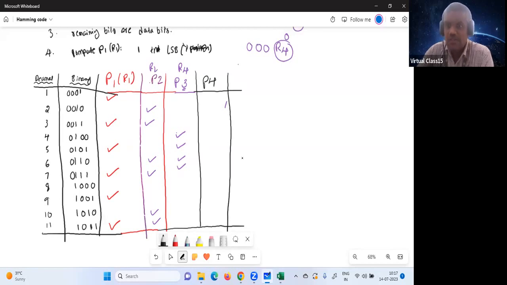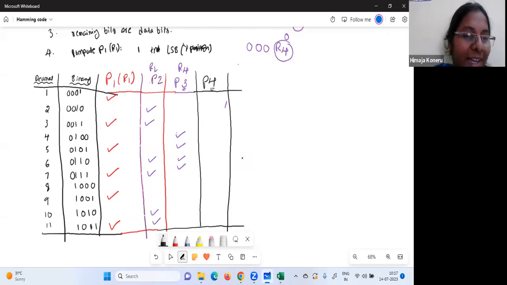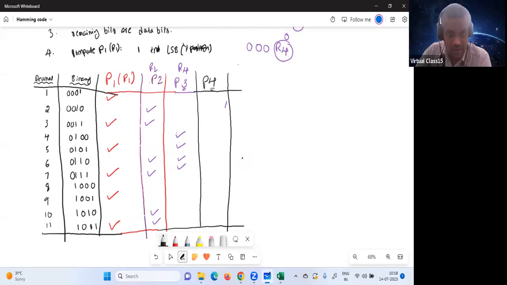the rule is you have to consider all bit positions whose fourth bit is 1 from the LSB. Can you tell me now what are all the bit positions I have to consider? 8, 9, 10, 11. I will put a tick mark here: 8, 9, 10, 11.